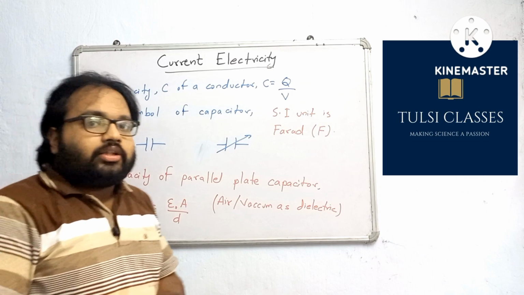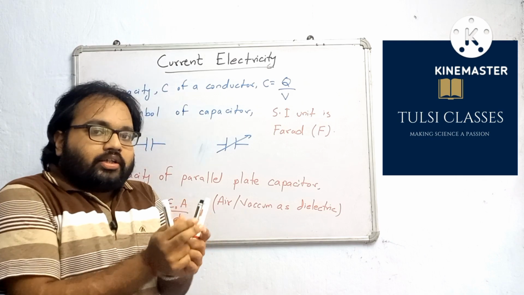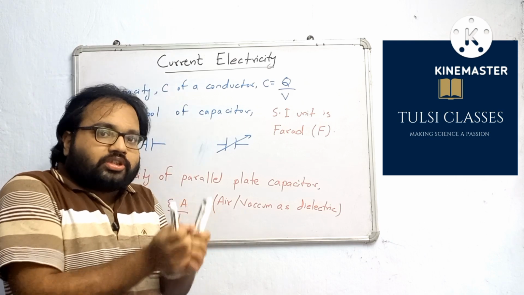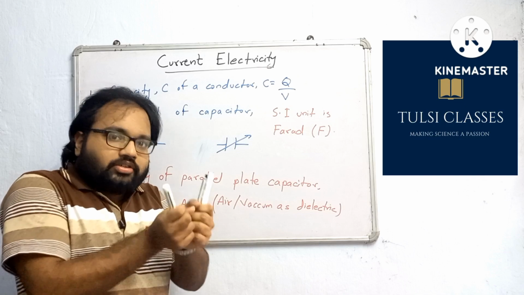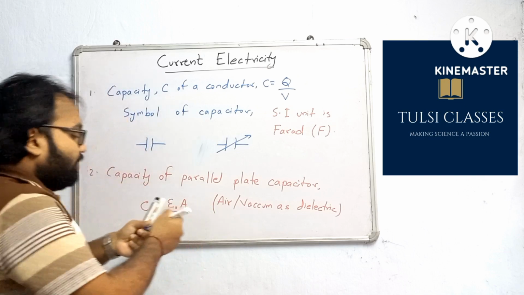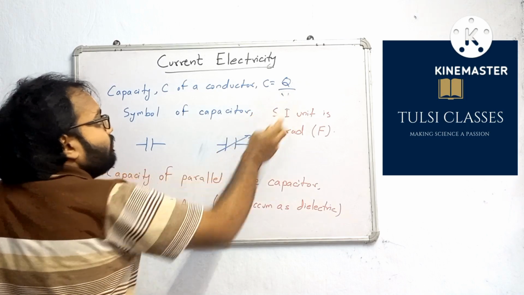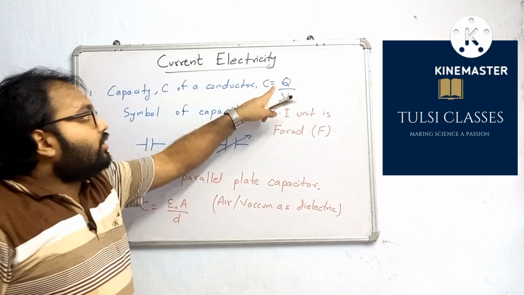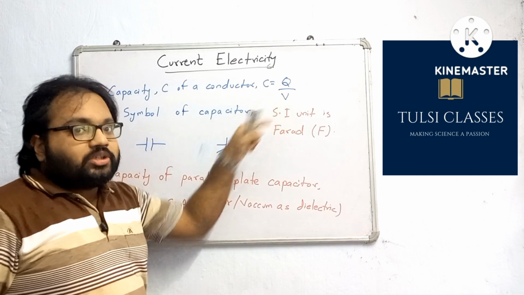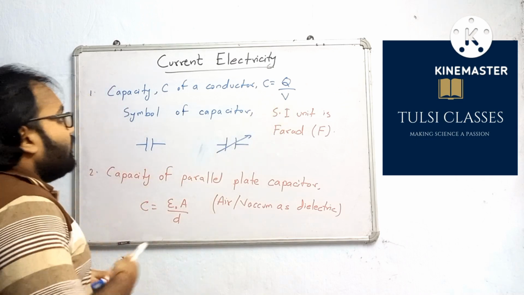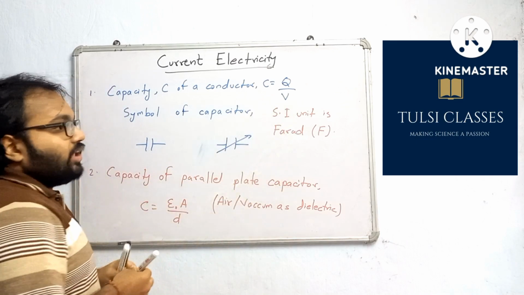Now what is capacity? Capacity means a conductor has a capacity to store charge in itself. That is called the capacity of each and every conductor. So capacity is defined as Q by V, that means the charge required to increase the potential difference by 1 volt. The SI unit is farad for capacitance.